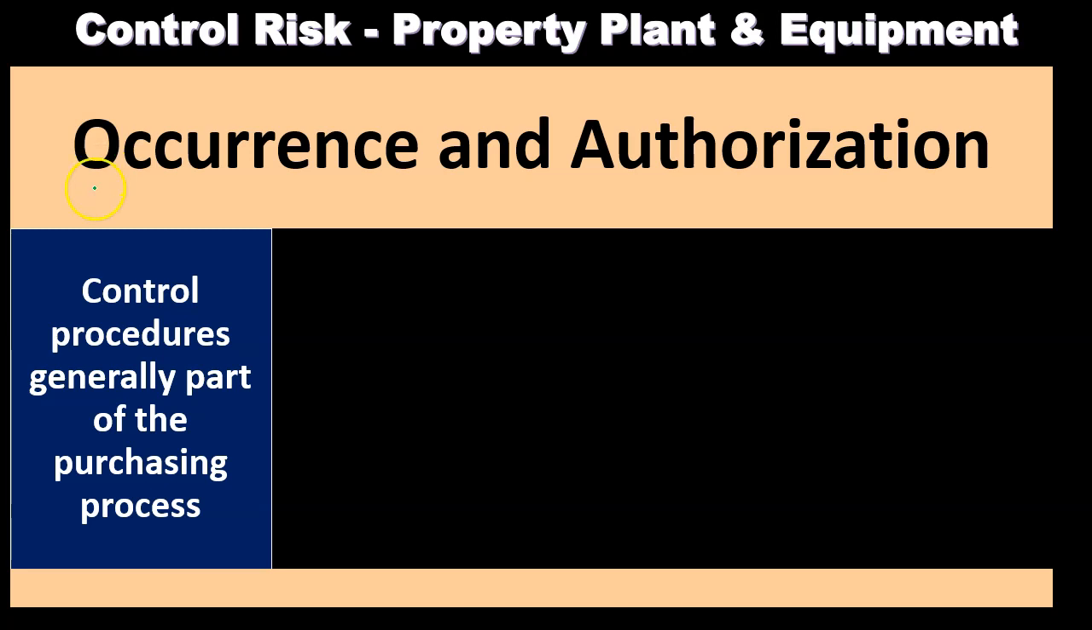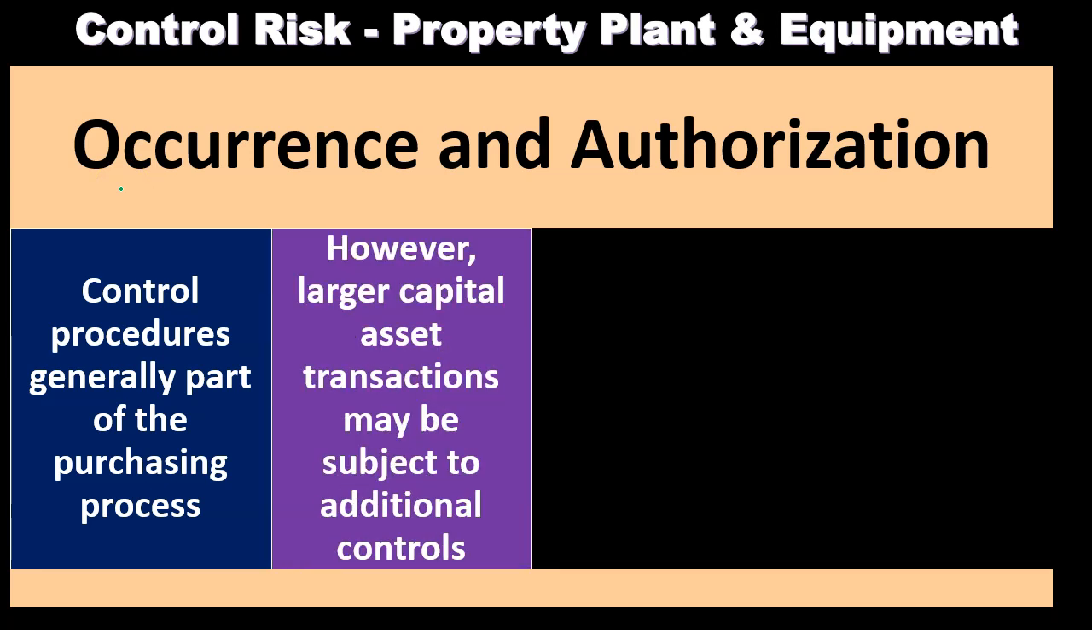So control risk: control procedures are generally part of the purchasing process. When we think of controls, in other words, we've thought about the purchasing process. The controls should be much the same for the purchasing of property, plant, and equipment, considering the fact that it's going to be part of the purchasing process with regard to the assertion of occurrence and authorization over property, plant, and equipment.